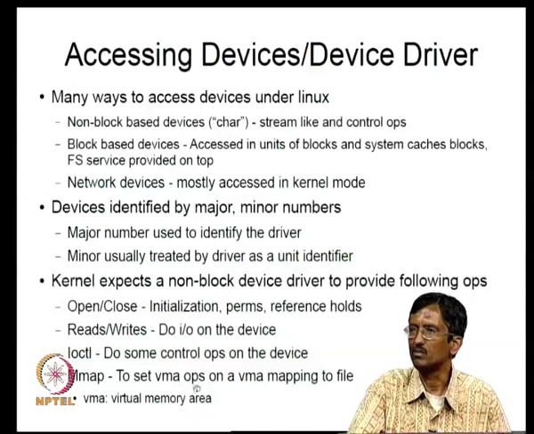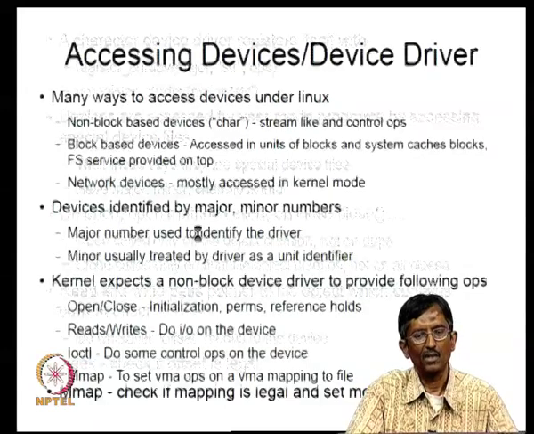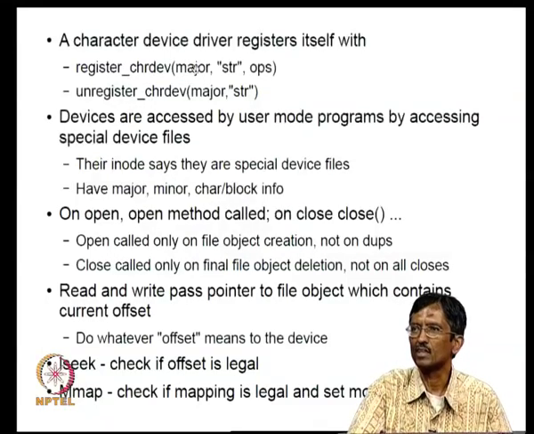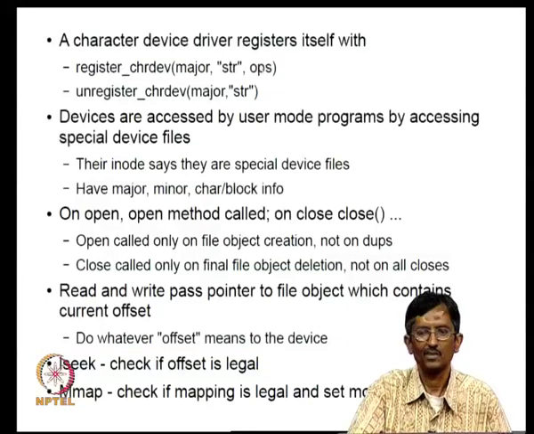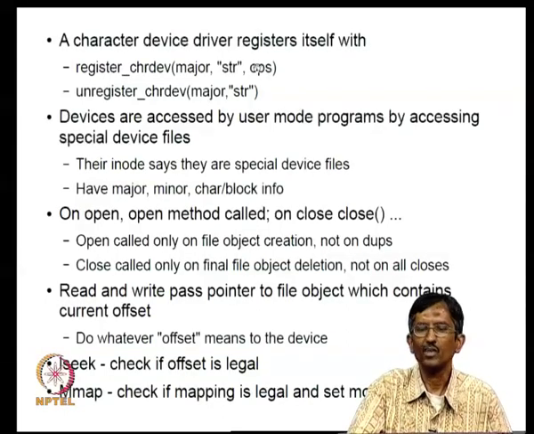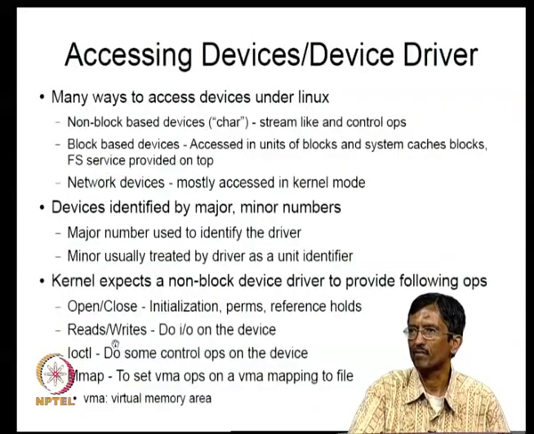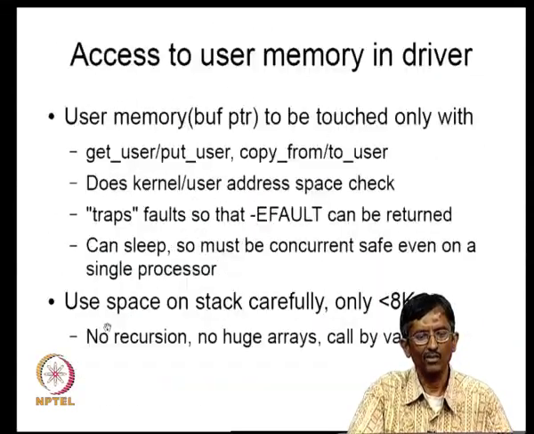I think I will skip this right now. Typically, a character device driver registers itself with register character device, major, operations. Basically, you are saying that at this particular major number, there is going to be a device whose operations are given by a vector of operations. These operations are typically what we discussed before: open, close, read, write, etc. To give an example, we can look at this one.